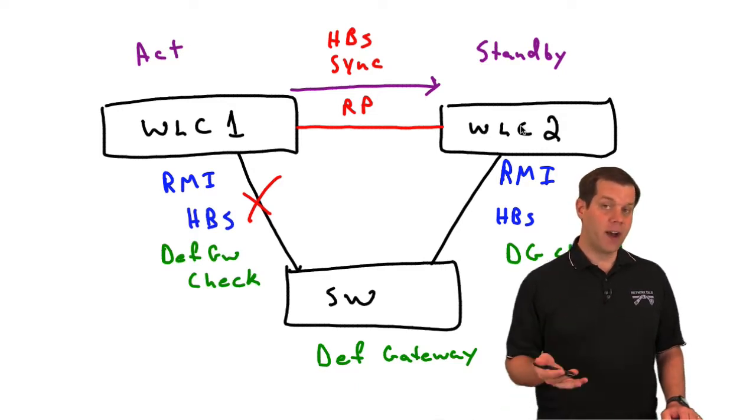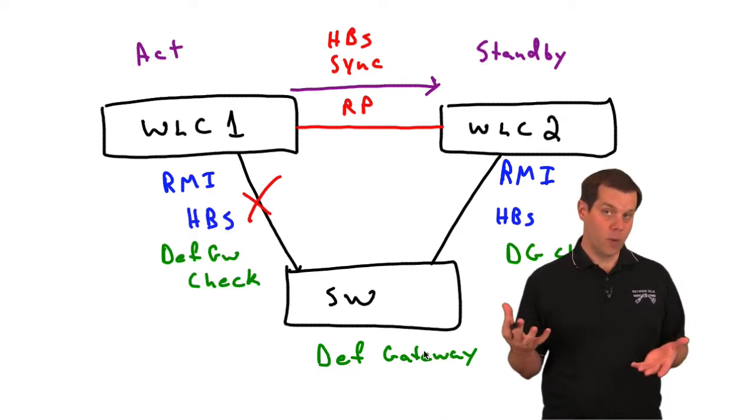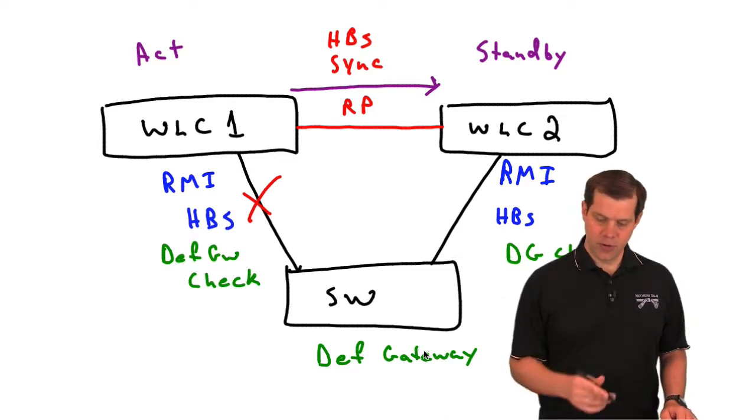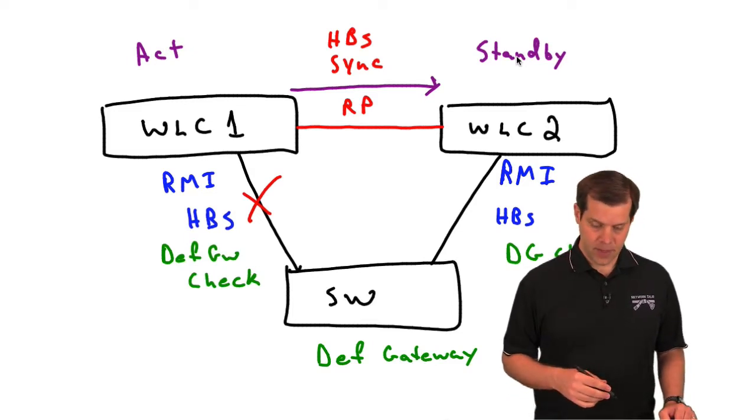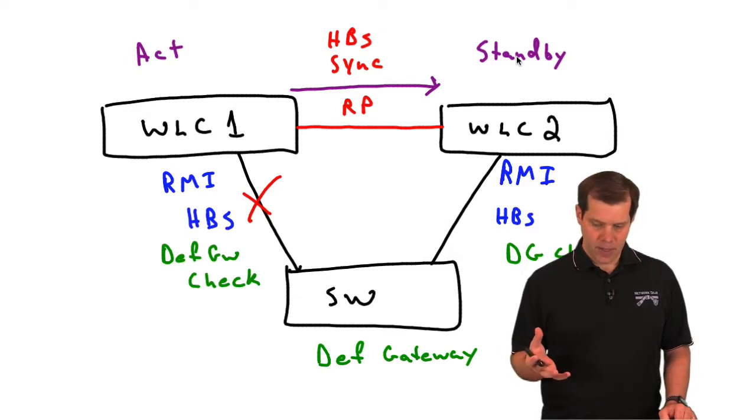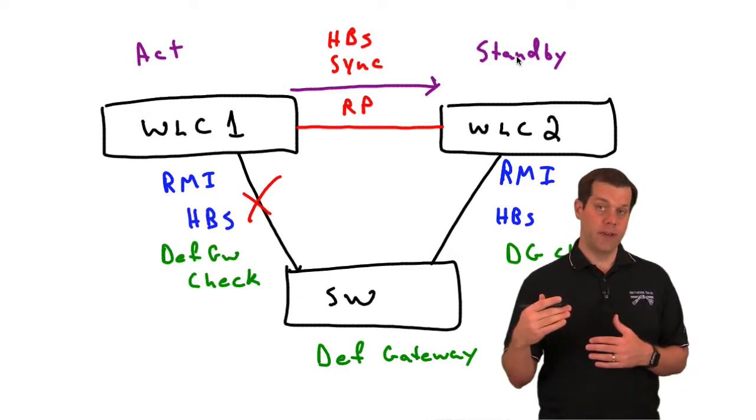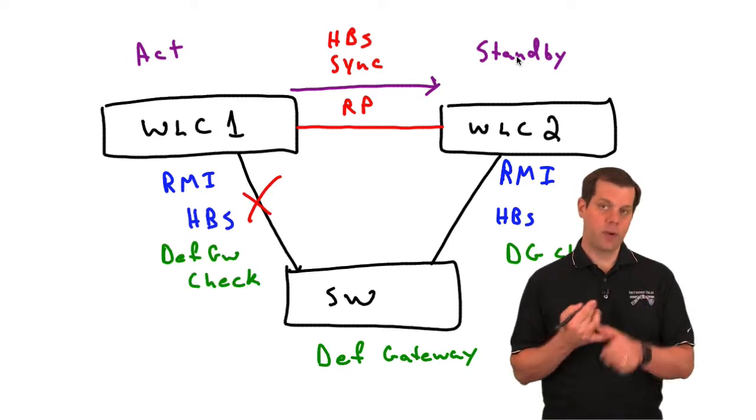Because if controller 1 can't talk to its default gateway, it's essentially dead in the water anyways, right? So controller 2 can take over as the active switch in that type of a scenario. And so there's a few different ways that we can cause failovers to happen. And this is why we have the two interfaces in the checks that we do, so that we can detect, is this a real failure?